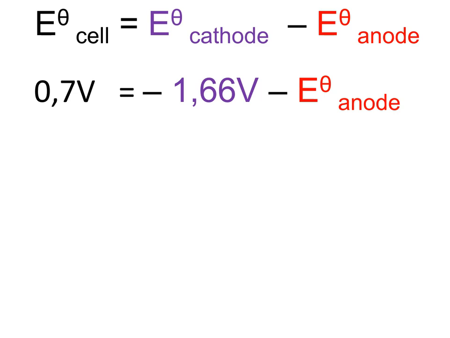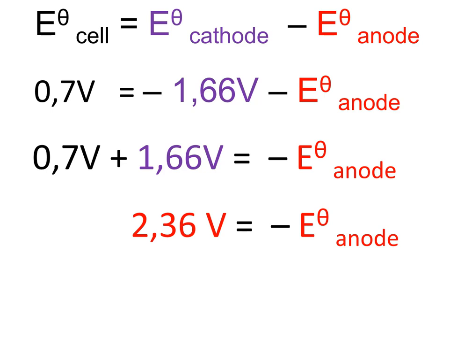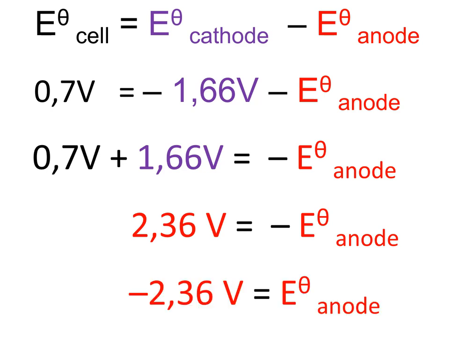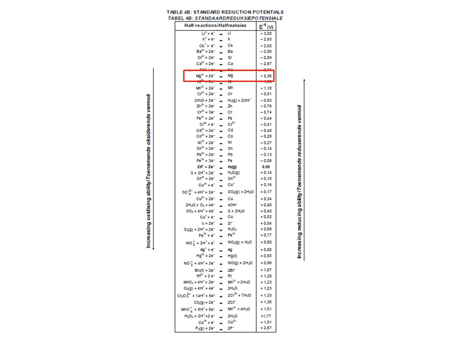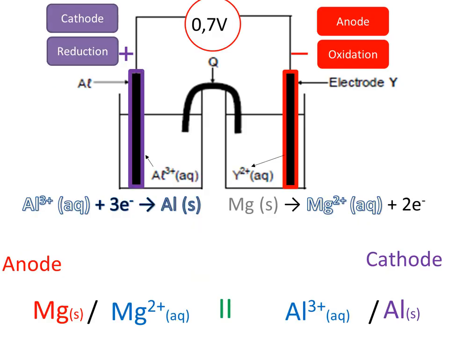Now we need to solve for the standard potential of the anode. Make sure that your algebra is correct. You must especially be careful of working correctly with the signs. We find the answer to be minus 2.36 volts. How can we see which metal Y is from that information? We go back to our table of standard reduction potentials and we look for this value, minus 2.36 volts, and we find that it's associated with magnesium. So that tells us that electrode Y is magnesium. So this then is the summary as well as the cell notation for this cell that we've been discussing in this question.